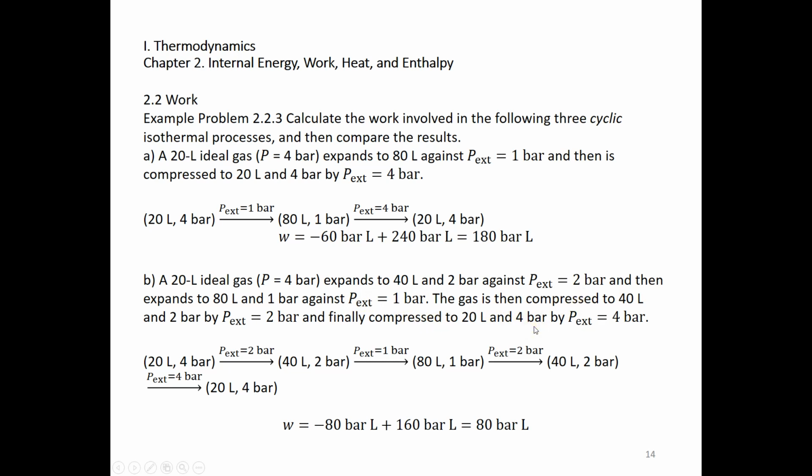So what's the total amount of work? Actually, we computed this two-step expansion. It's negative 80. We computed the amount of work in this two-step compression, which is 160. So together, it's 80. So in this B example, we had two-step expansion followed by two-step compression. Overall work is done to the system. The amount is 80 bar liters, and we know this system must have lost the same amount of energy in the form of heat.